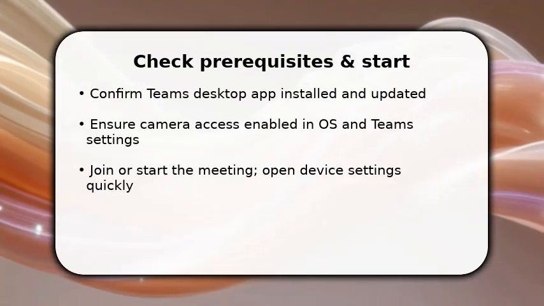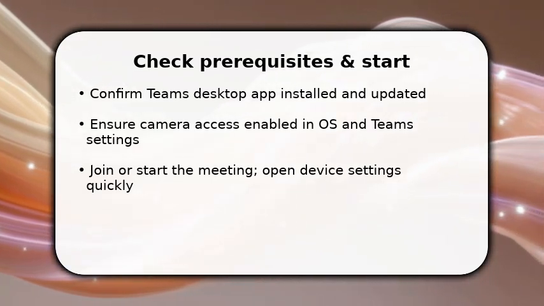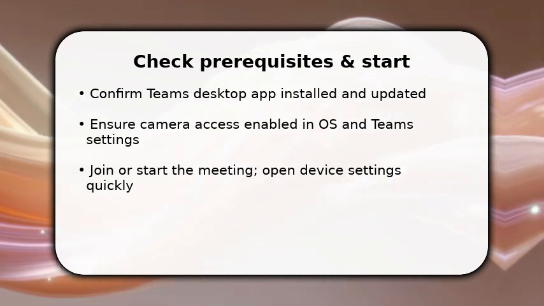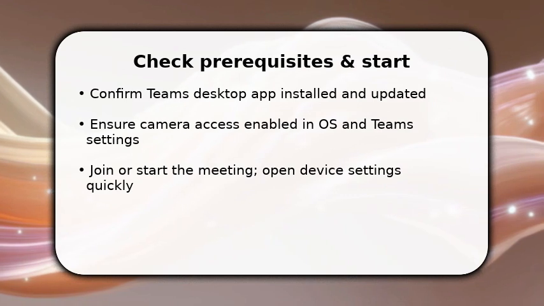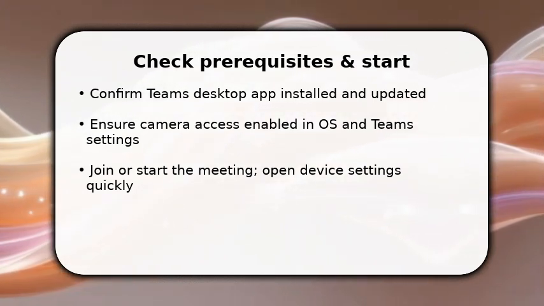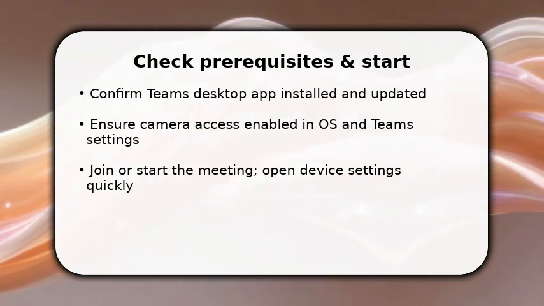You begin by preparing the essentials. Update the team's desktop app and confirm camera permissions so the feature appears. Once done, join the meeting or open the preview window and click the 3 dots for more actions. Make sure you select Show Background Effects from that menu. This immediately loads the background panel on the right.